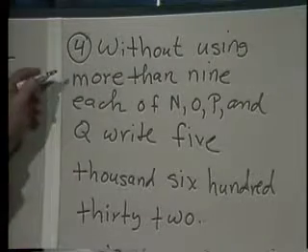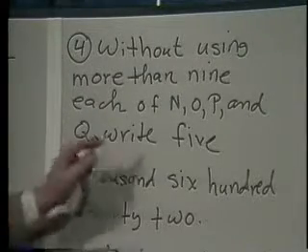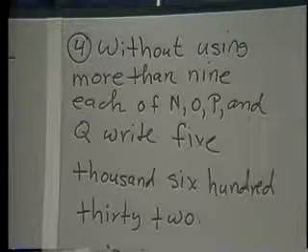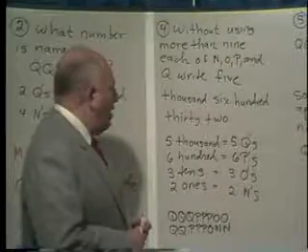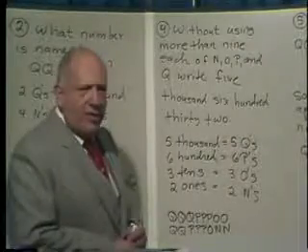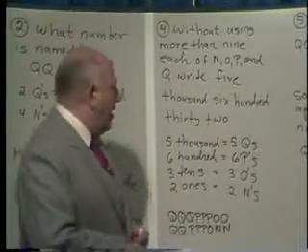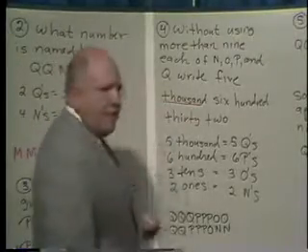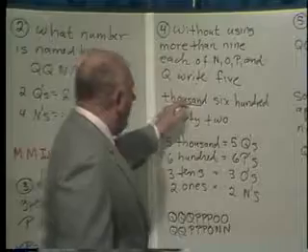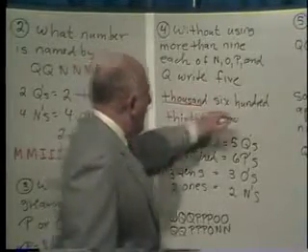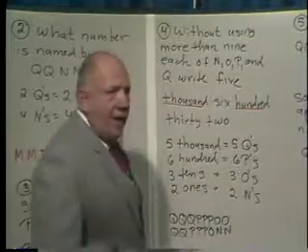Number 4 says, without using more than 9 each of N, O, P, and Q, write 5,632. And this is where the reading comprehension comes in. We have to be able to recognize the denominations and then figure out what the adjectives are. For example, we see the word thousand. That's one of our nouns. What's modifying the thousands? The 5. See, so I have 5,000s. I catch the word hundred over here. How many hundreds do I have?